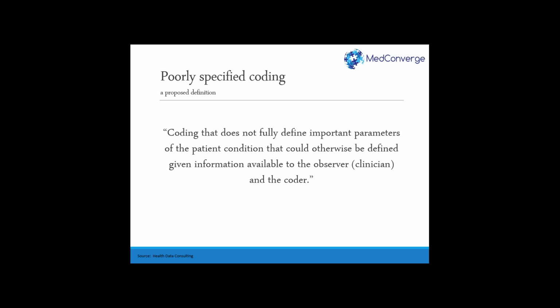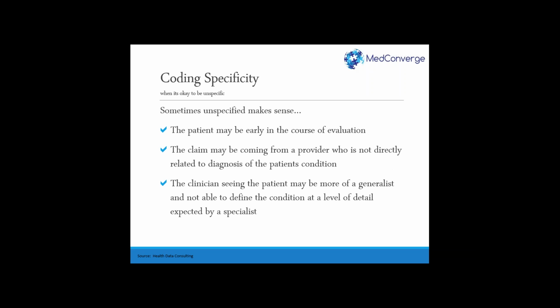The coder can only do as good a job as the clinician does, because they cannot conjure codes out of nowhere. It has to be in the documentation, then they can pick the right code. Now when the clinician is being unspecific, the coder is forced to be unspecific. But in some cases, you don't have a choice. It is okay and acceptable to be unspecific, and these are a few of those scenarios.